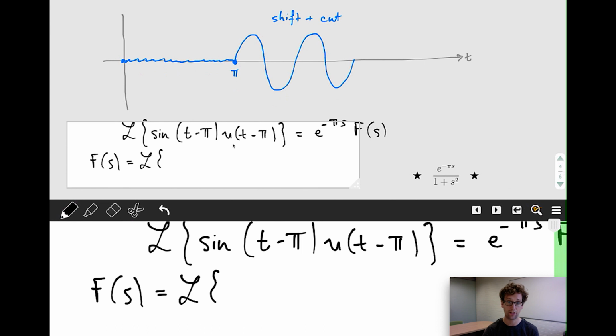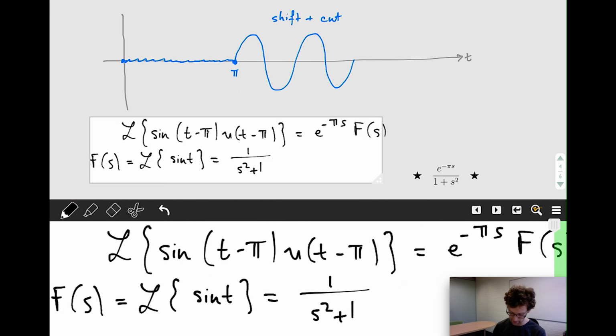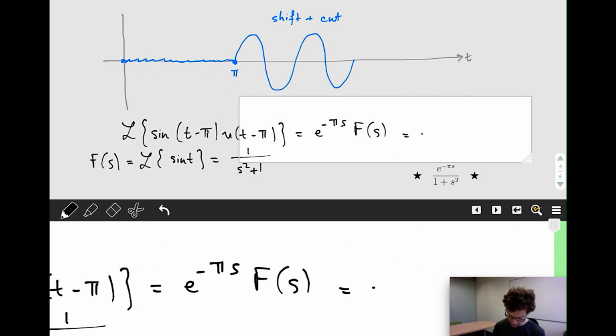So what I mean by that is remove the cut, so get rid of the Heaviside, and remove the shift, so get rid of that minus pi. So that's going to leave me with sine of t. The Laplace transform of sine of t is 1 over s squared plus 1. It's one of our tabled Laplace transforms. So my answer is going to be e to the minus pi s divided by 1 plus s squared.